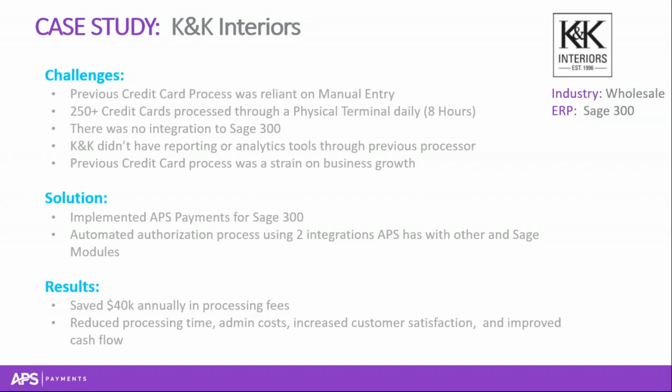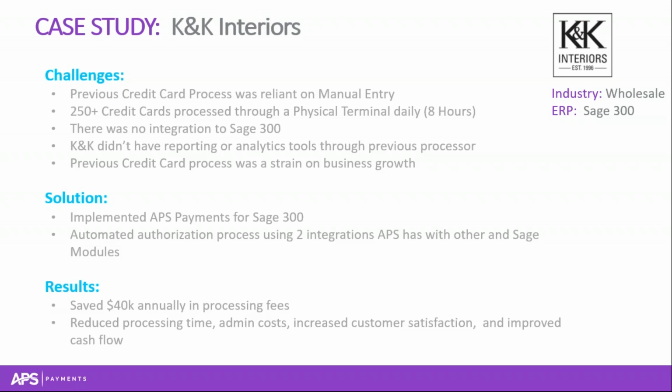Some of their challenges were that previous credit card processing was reliant on manual entry. They were processing over 250 credit cards daily through a physical terminal, which took them 8 hours in labor. There was no integration to Sage 300, which meant manual reconciliation. K&K didn't have reporting or analytics tools through their previous processor, and previous credit card processing was really just a strain on business growth.